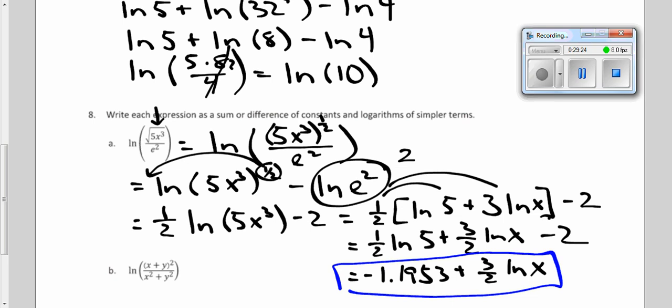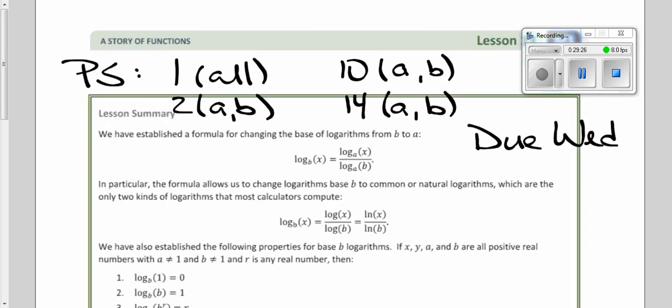Now, for your assignment, you're going to have practice set. Number 1, all 3 problems. Number 2, you're going to have letters A and B. Number 10, A and B. And number 14, A and B. And this will be due on Wednesday.